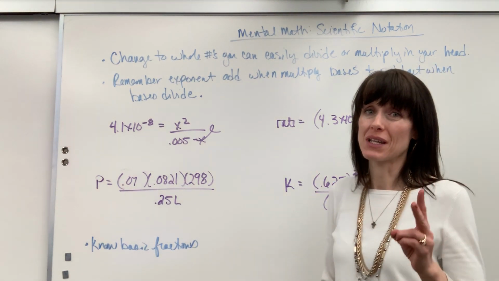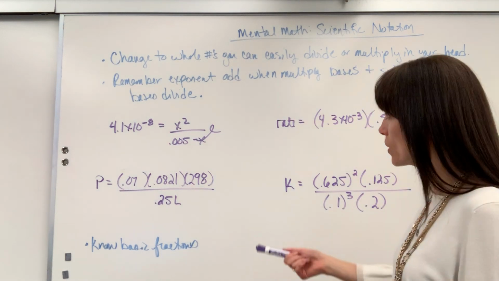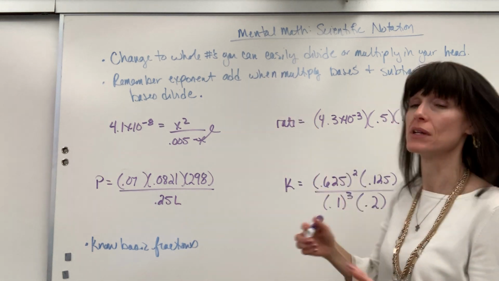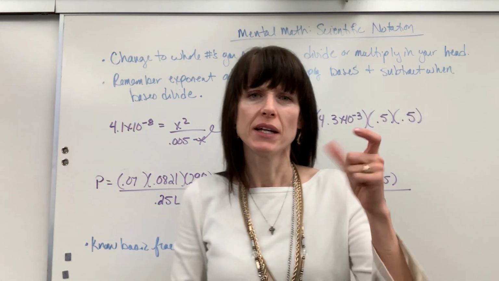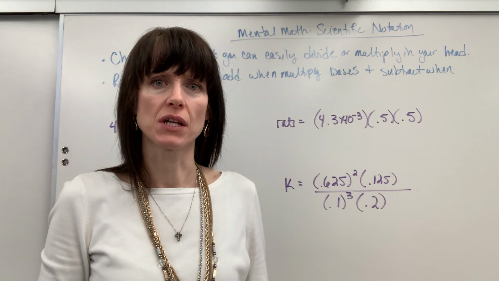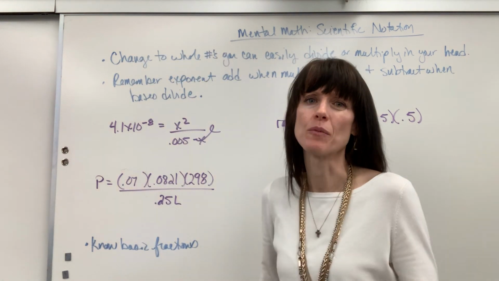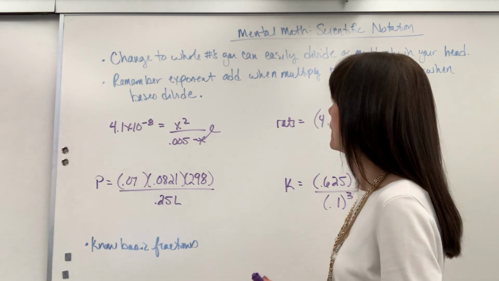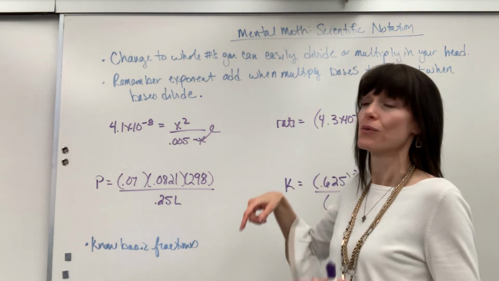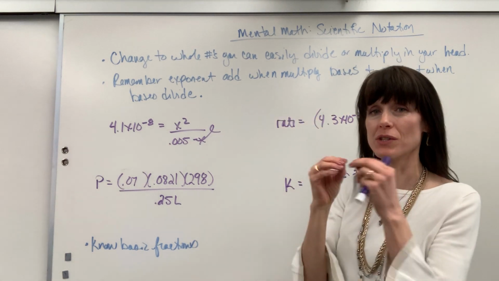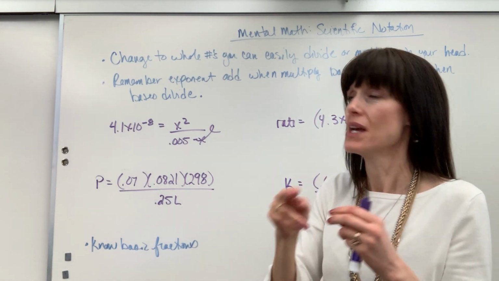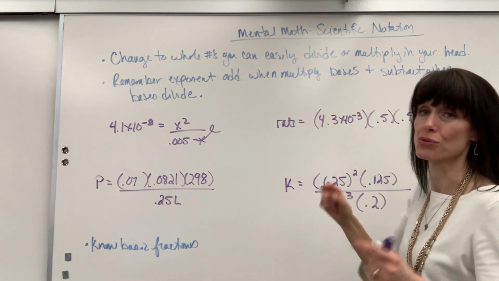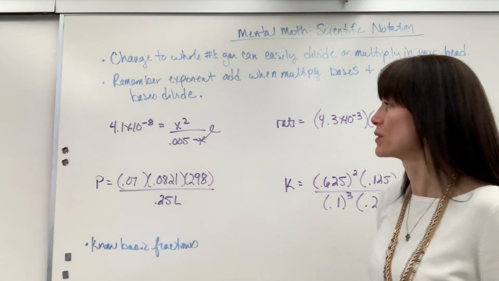So I have two recommendations for you, actually three. First, change your numbers to whole numbers so that you can easily multiply and divide, and just adjust the scientific notation. Okay, that's the first trick. Make these numbers that your brain can comprehend and move through quickly. Remember with exponents that when you multiply bases, you add exponents, and if you divide the bases, you subtract the exponents. You'll see me do both of those today.